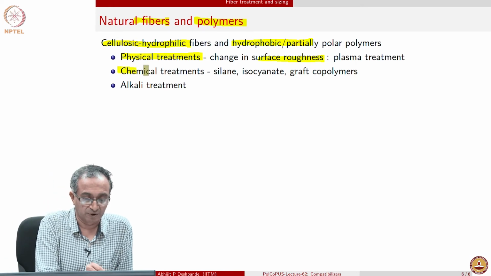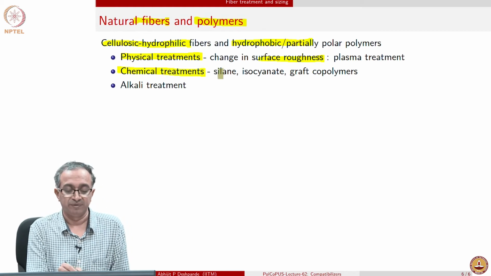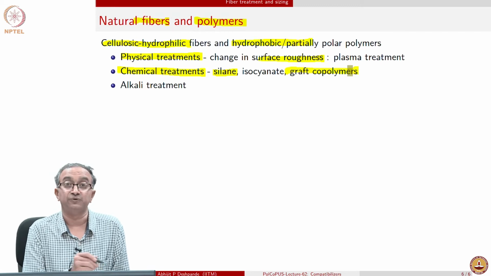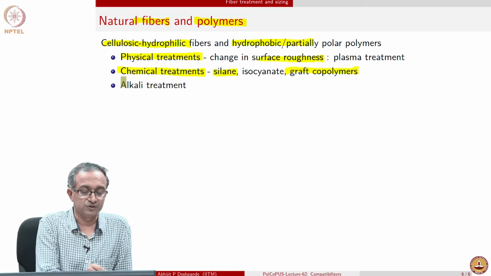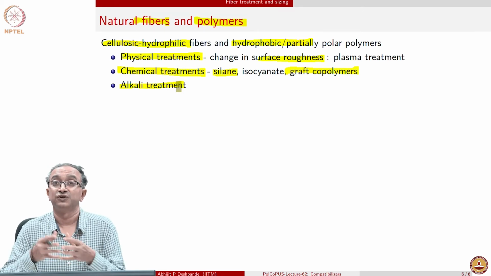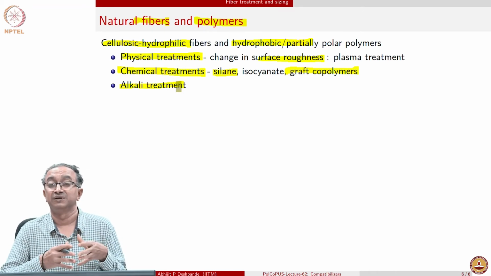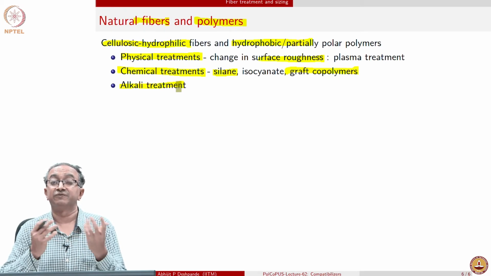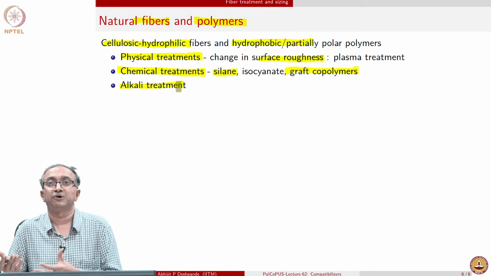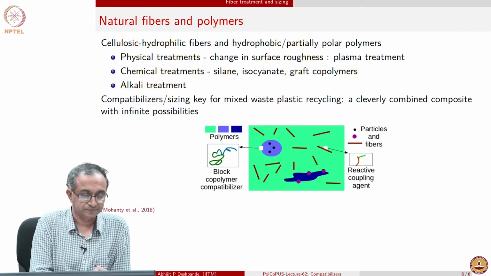We can also modify the surface by again adding a coupling agent, which could be either a copolymer or it could be a silane. Or we could also do alkali treatment, because cellulose and lignin have different responses to acid medium as well as alkali medium. So, by doing this alkali treatment, we generate different functional groups on the cellulose fiber surface, and therefore enhance the interaction between polymer matrix and the fiber.